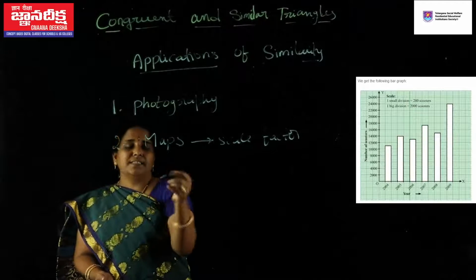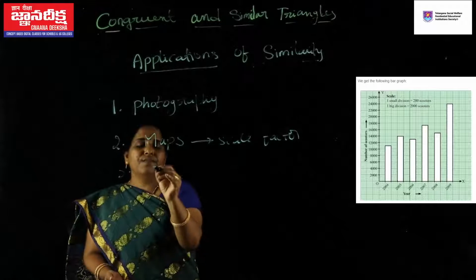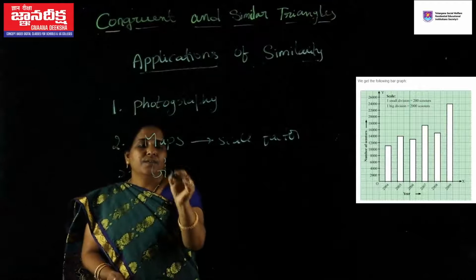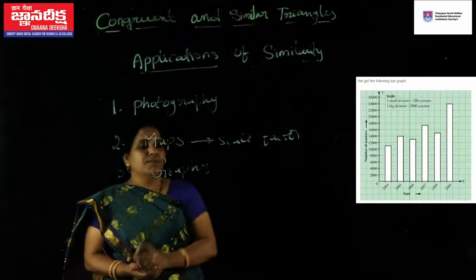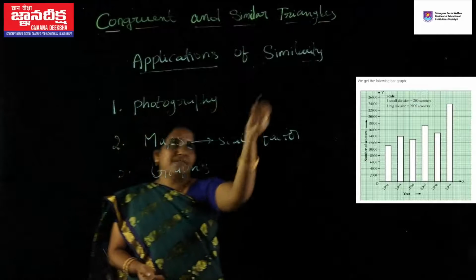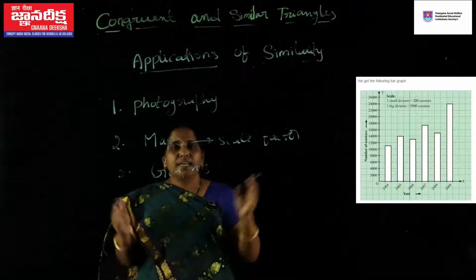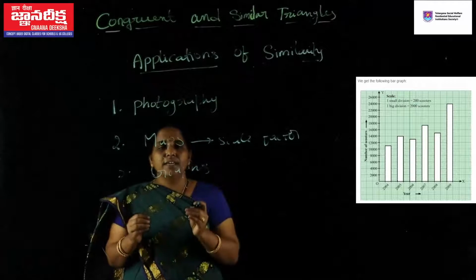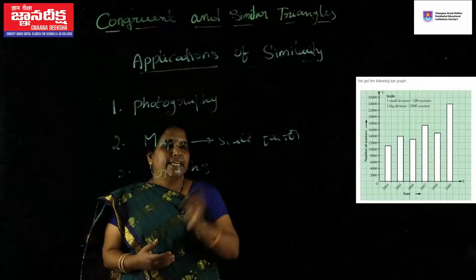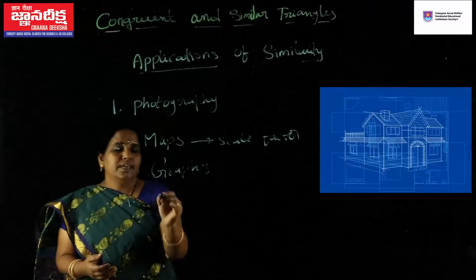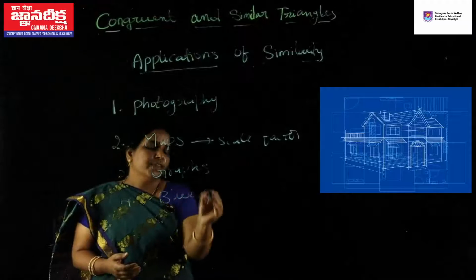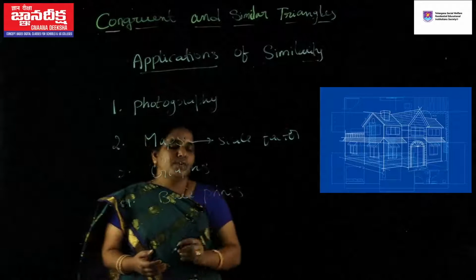And in mathematics itself, we draw graphs. You learn graphs in polynomials, pair of linear equations and all, no? So we draw the graphs using scale factor or similarity concept. Very big object is drawn on a small piece of paper, taking the appropriate scale factor. And even in drawing blueprints. Blueprints. What is this blueprint?